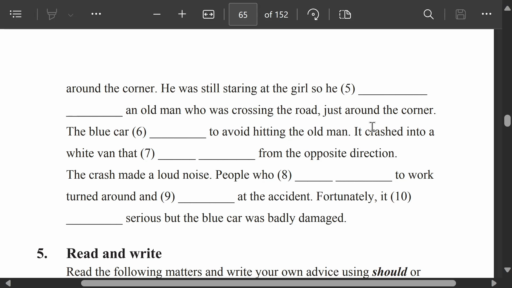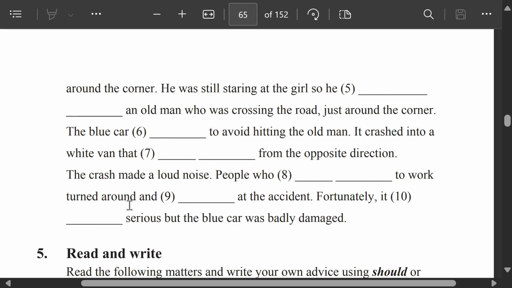Was coming. See? Now the crash, you see, here is a verb. It crashed. And here it's a noun, the crash. Right? You see, this is a noun. The crash made. You see, now this is the subject of the sentence. The crash made a loud noise. Right? Made. This is past. What is the verb? Make. Made. Okay. Make, made. So the crash made a loud noise.